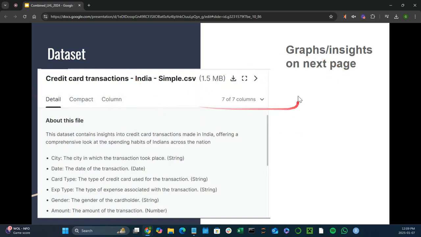This was the dataset I used. It was from Kaggle. It contained insights into credit card transactions made in India, offering a comprehensive look at the spending habits of Indians across the nation. These were some of the columns: the city in which the transaction took place, it's a string; the date of the transaction; card type of credit card, also a string; the expense type associated with the transaction; the gender; and the amount.